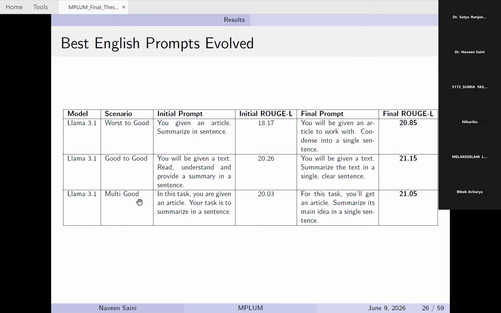The last one is multi-good. So: in the task, you are given an article. Your task is to summarize in a sentence. After optimization: for this task, you will get an article, summarize its main idea in a single sentence. Here also the score is improved. So that is how the English prompts evolved.